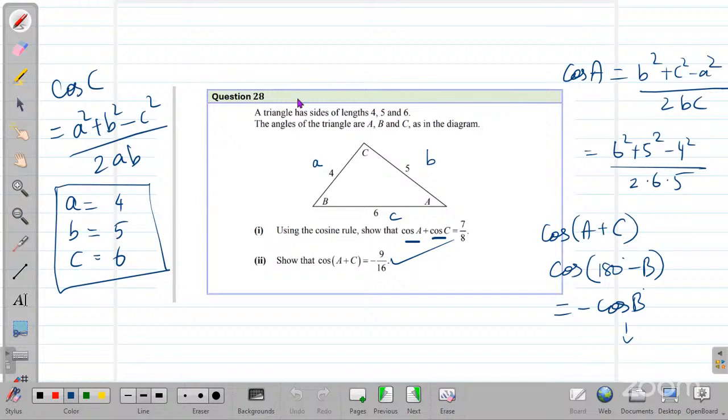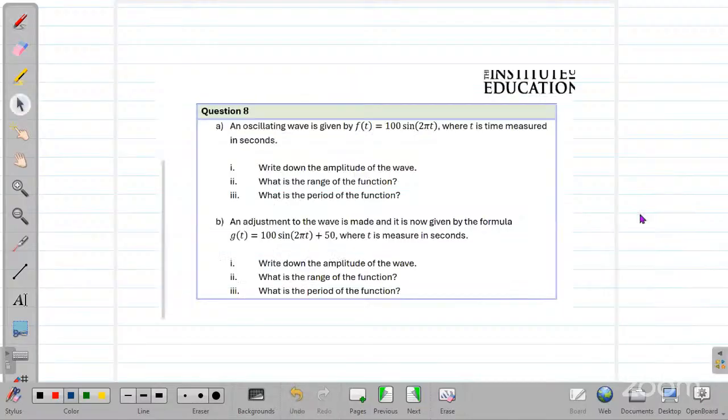Okay, we'll go on to the next problem. So question number 8. An oscillating wave is given by f of t is equal to 100 sine of 2 pi t, where time t is measured in seconds. Write down the amplitude.